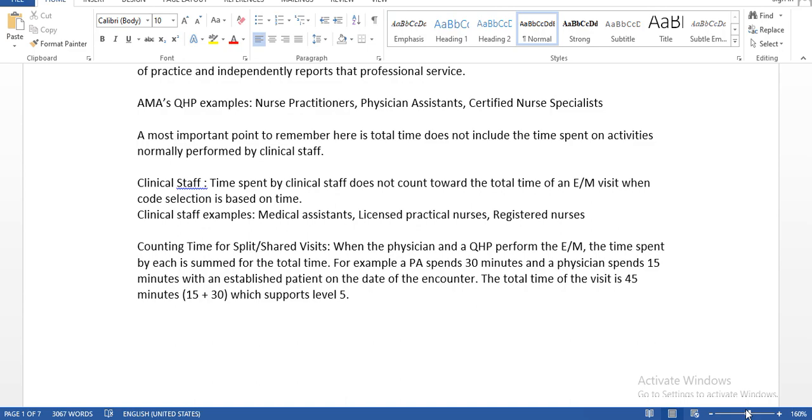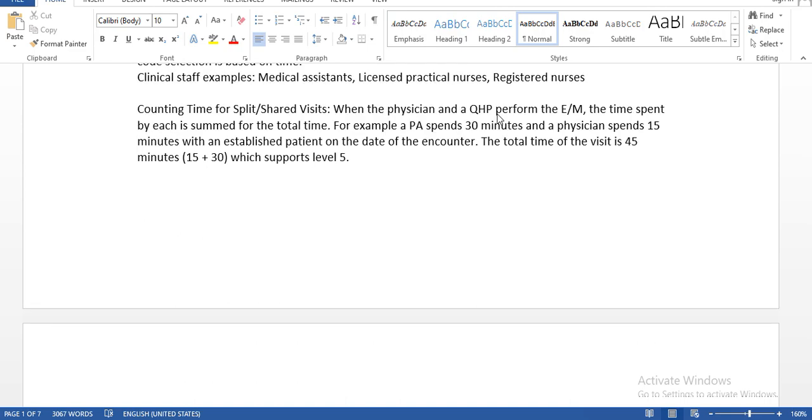Here we will learn how to count split or shared visits. See here, when the physician and a qualified healthcare professional perform the E&M, the time spent by each is summed for the total time. For example, the physician assistant spends 30 minutes and the physician spends 15 minutes. Here we need to add both 30 and 15, so it counts as 45 minutes.